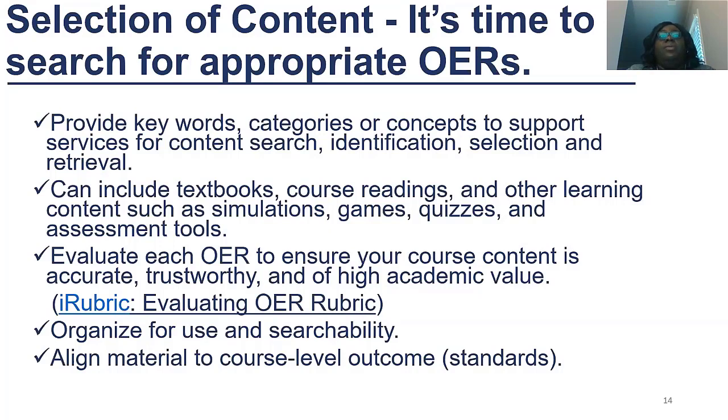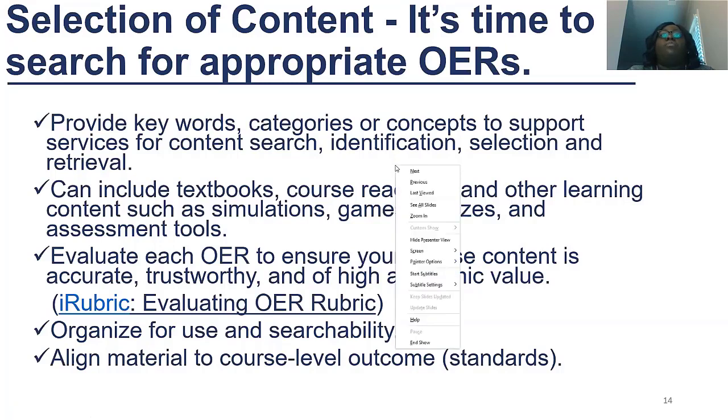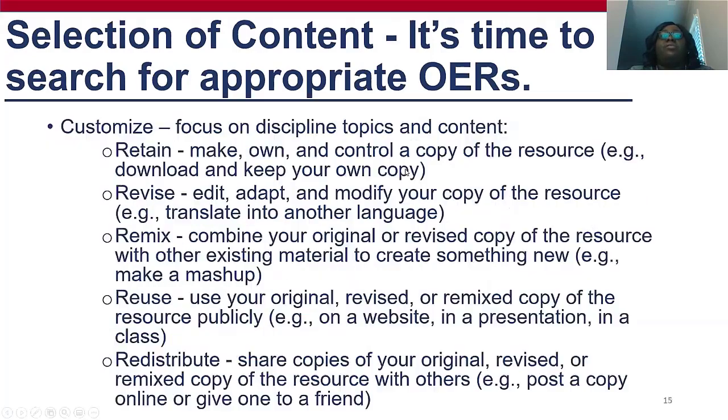And then we want to make sure that the material is aligned to the course level outcomes. So make sure that you're always referring back to those course level outcomes as you're searching for open education resources. Now, when we talk about the selection of content in OERs, there's something that's really unique about open education resources, and that's that they're customizable. We can't necessarily customize publisher-created resources.